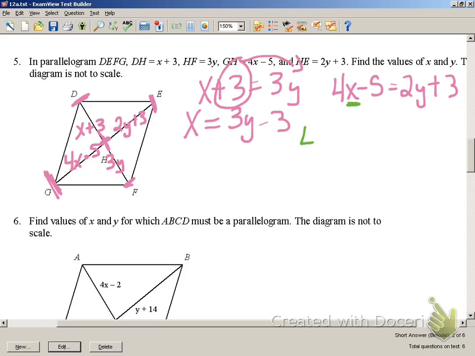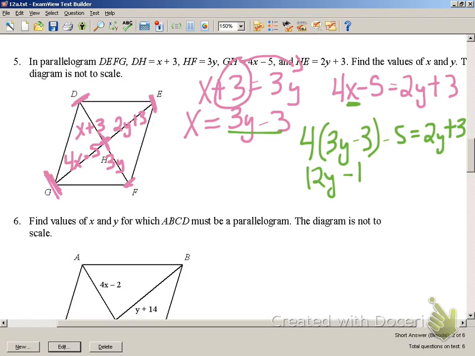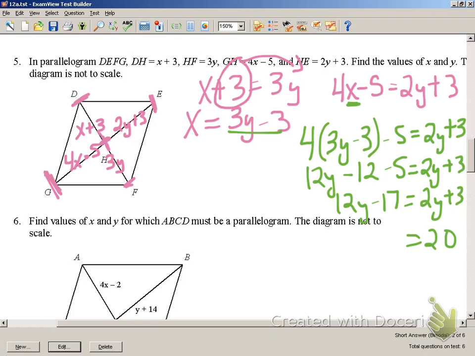I am now calling x 3y minus 3. And then bring down the rest of the equation. And now I only have one equation with one variable. Solve the multi-step equation. Combine your like terms. If I move the 17 over, I have 20. If I move the 2y over, I have 10y. So y is equal to 2.